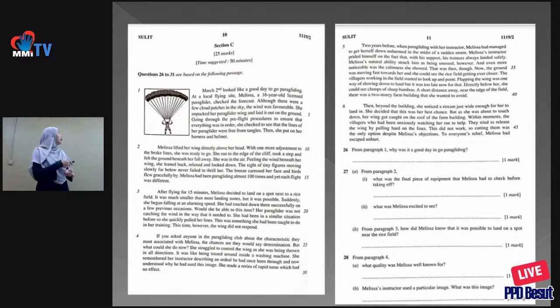You will have the passage here, and then you have the questions starting from 26. Look at here, section C. It gives you 20 marks, and the time suggested is 50 minutes. So you are going to read the passage and answer the questions based on the passage.